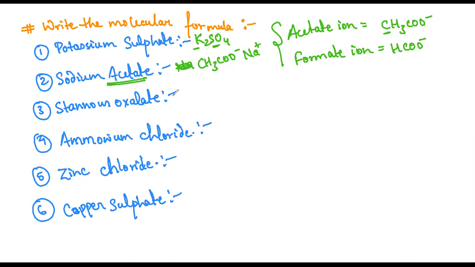Okay. What is the third one? Sir, I also do not know oxalate. Oxalate is C2O4 2 minus. Okay. And stannous, what is stannous? No, sir.